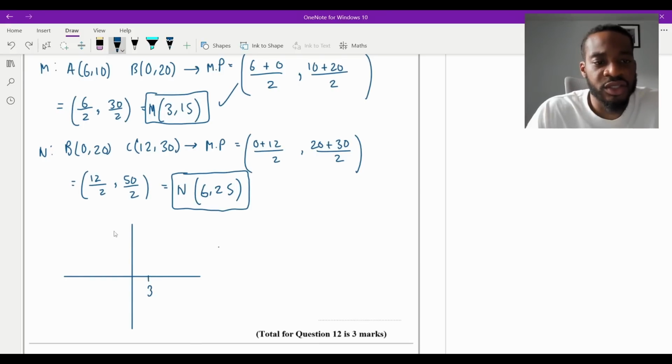Let's just say it's a bit low actually. Let's just say 15 is like that. It's not to scale, obviously. This is the point M. And then the point N is (6, 25). So let's say 6 is there, and let's say 25 is there. Like that. So this is going to be the point N.